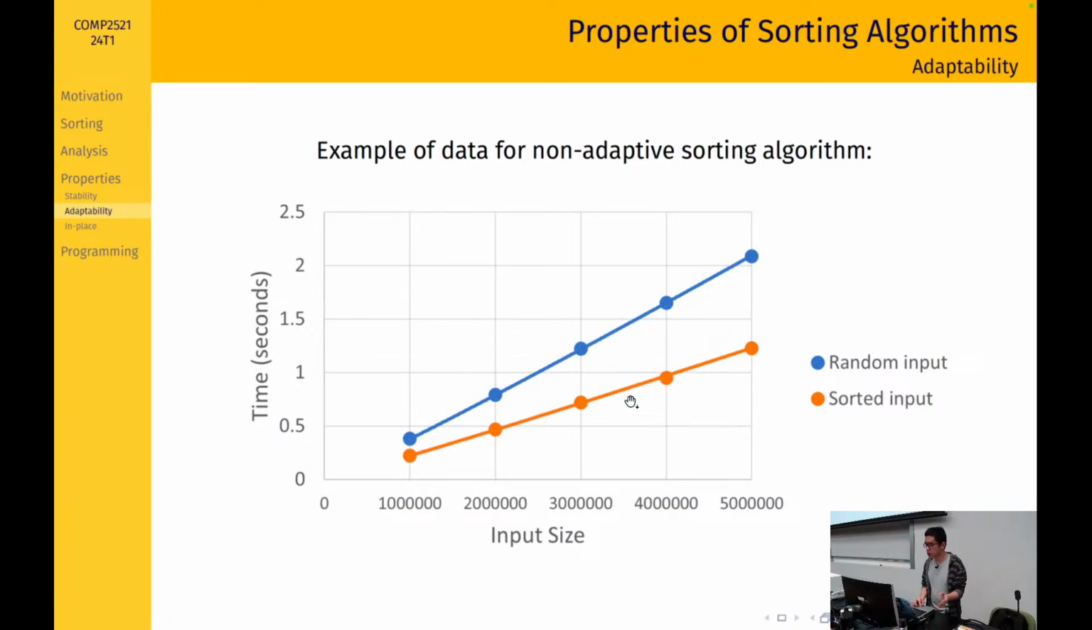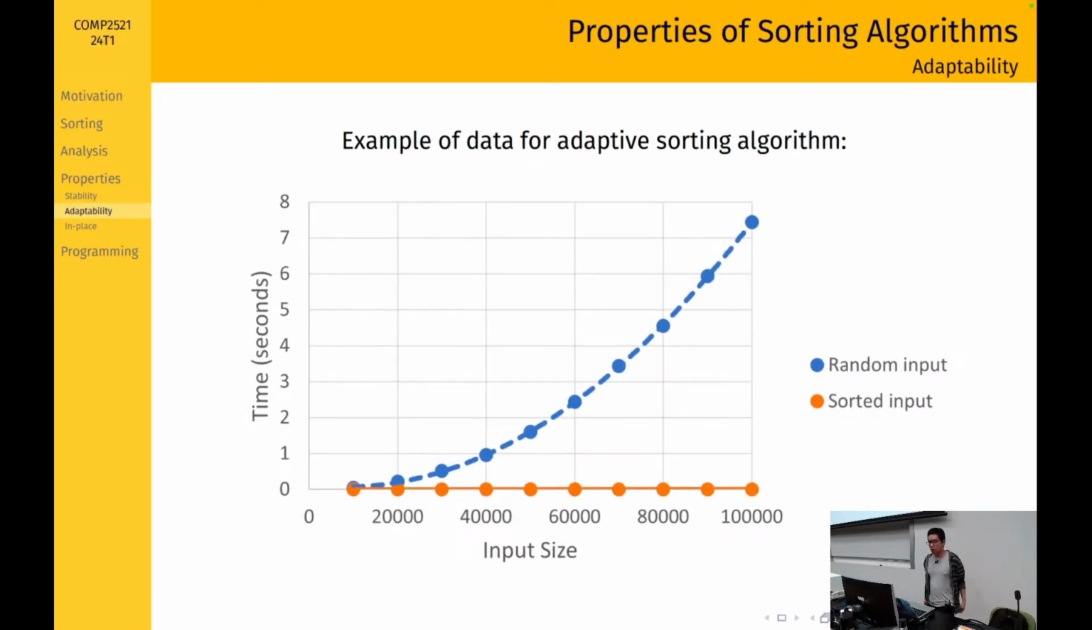It turns out that this is just like a constant multiple. So the algorithm manages to sort sorted input faster than random input by a constant factor. And this isn't really what we consider to be adaptive. Here is what we consider to be adaptive.